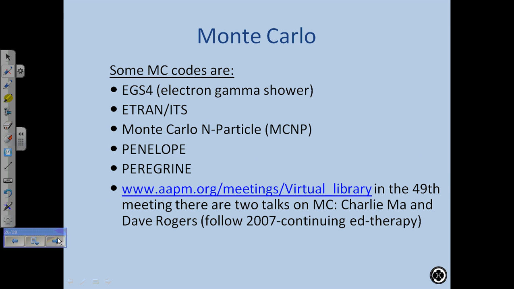Okay, and some Monte Carlo codes that you'll hear are EGS4, ETRAN, ITS, MCNP is another one, Penelope, Peregrine, and there's a nice talk in the virtual library, 49th meeting. There are 2 talks on Monte Carlo by Charlie Ma and Dave Rogers. These are really good talks. I recommend these. So there's a whole bunch of talks in the AAPM website on the virtual library that you could just go there and watch. Okay, and it's a really good way of learning stuff because these are people that are top in their field. And you just sit there and listen to it. Okay, so look at the 49th meeting and look at Charlie Ma and Dave Rogers' talk on Monte Carlo.